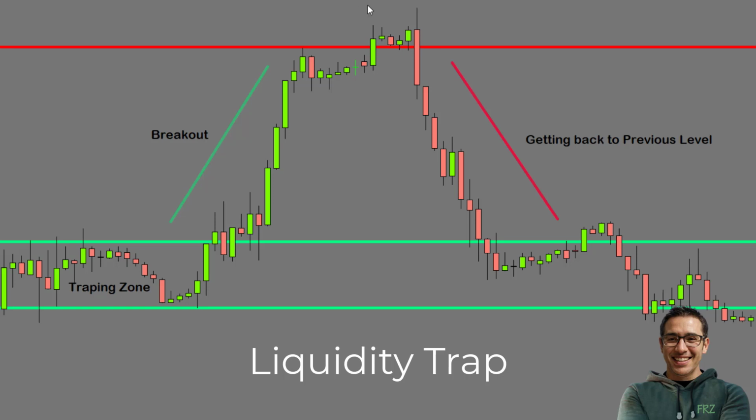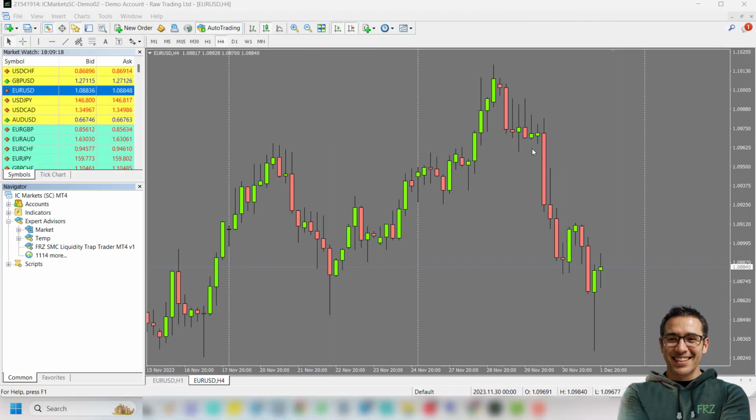Our EA will look for such price breakouts from liquidity traps and then watch out for potential reversals and will enter trades on high probability reversals based on its own unique algorithm. The EA is completely free and available for both MT4 and MT5 platforms, and it will work on any pair and any time frame. Now let's load the EA and see its options.